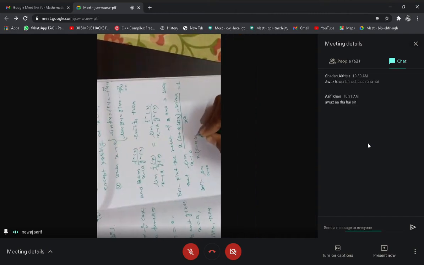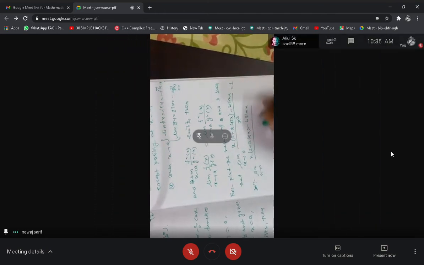So limit x tending to 0, x into 1 plus a cos x minus b sin x divided upon x cube. Now first of all, when you apply limit, what will be the limit of numerator and denominator? As x tends to 0, this is 0 and this is also 0, so this is the 0 by 0 case. Then apply L'Hospital rule.